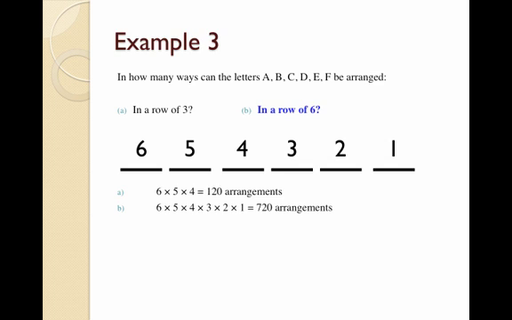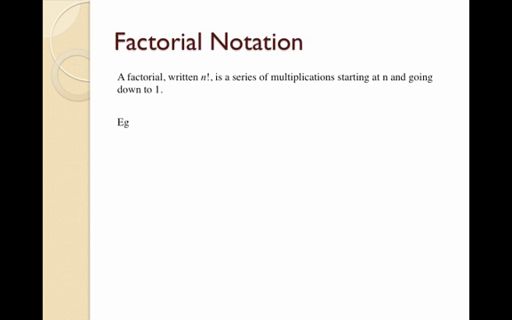This multiplication pattern that you can see, going from a number and multiplying all the way down to 1, is called a factorial and leads us to a new notation. We write the general case as an n with an exclamation mark after it, meaning start at n and multiply all the way down to 1.